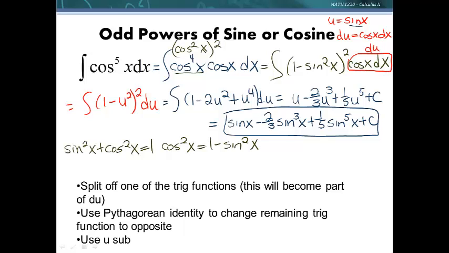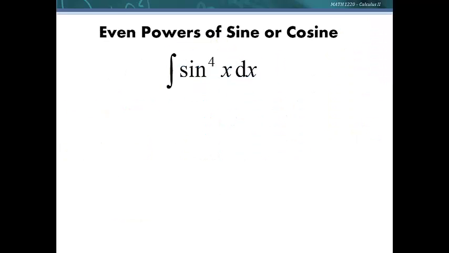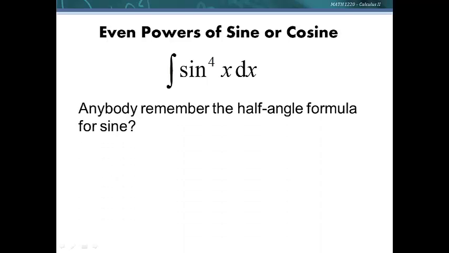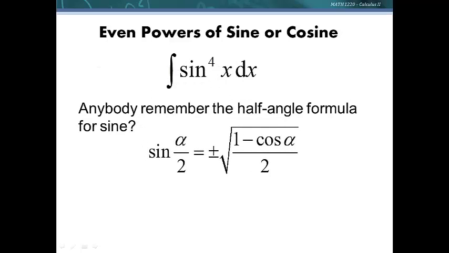Now let's look at an example where we have an even power. This one's going to be a little bit trickier because if we split one off, we'd be left with an odd power, and the Pythagorean identity wouldn't let us replace this with the other trig function. So we're going to need a different strategy for this. Do we remember the half angle formula from trig? Basically, it said if you have the sine of an angle divided by 2, it's either plus or minus, depending on the quadrant it's in, the square root of the quantity 1 minus cosine theta all over 2.